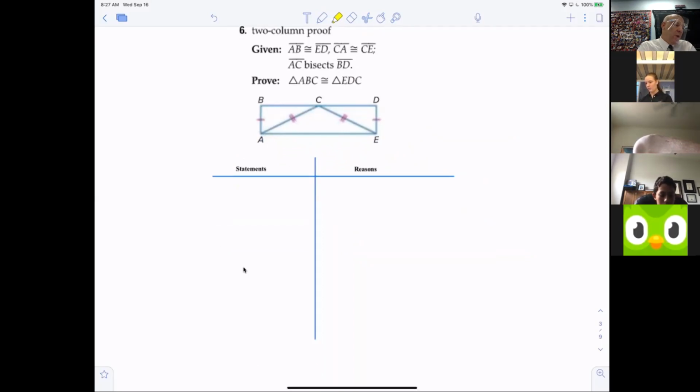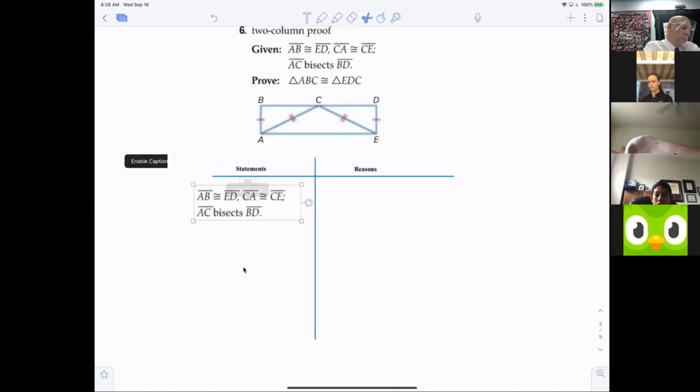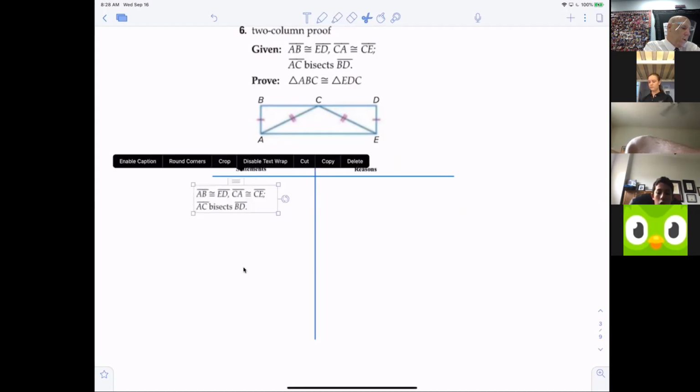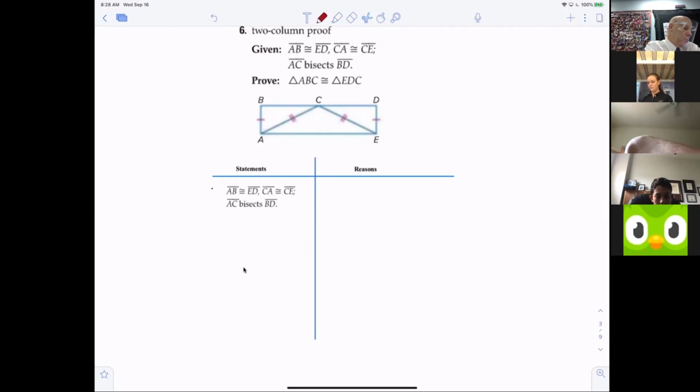So now I'm trying to prove ABC is congruent to EDC. It looks kind of obvious, correct? But I either need another angle or a side. All right, so here we go. Of course, I'm just going to put this up here, copy, paste. Number 1, and of course, we would say given.